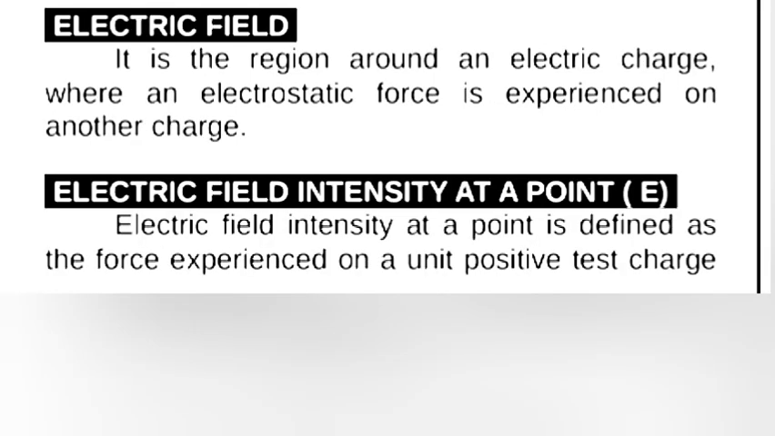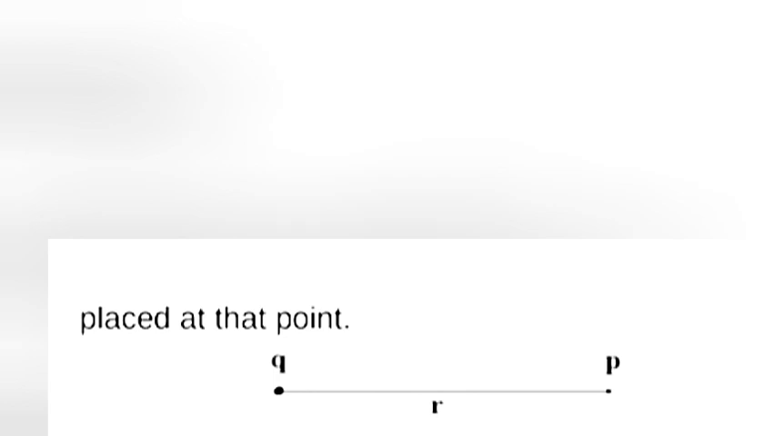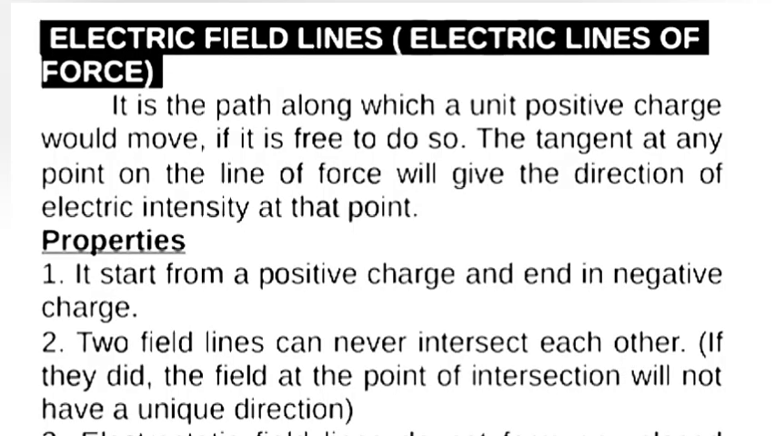Electric field. It is a region around an electric charge where an electrostatic force is experienced on another charge. Electric field intensity at a point, E, is defined as the force experienced on a unit positive charge placed at that point. Electric field lines, or electric lines of force, are the path along which a unit positive charge would move, if it is free to do so. The tangent at any point on the line of force will give the direction of electric intensity at that point.